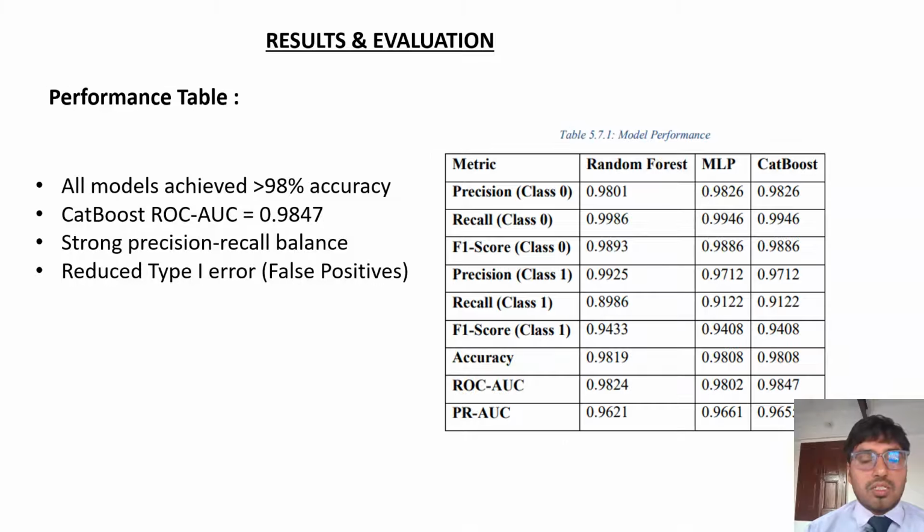Now, all models achieved above 98% accuracy. However, accuracy was not considered the primary metric due to class imbalance. CatBoost achieved a ROC-AUC of 0.9847 and demonstrated strong precision-recall balance. It also reduced type 1 errors, meaning false positives.